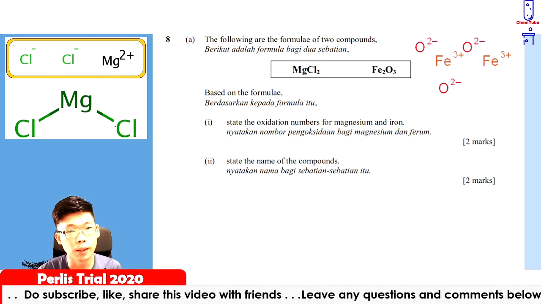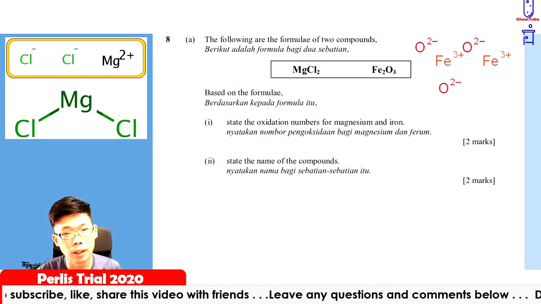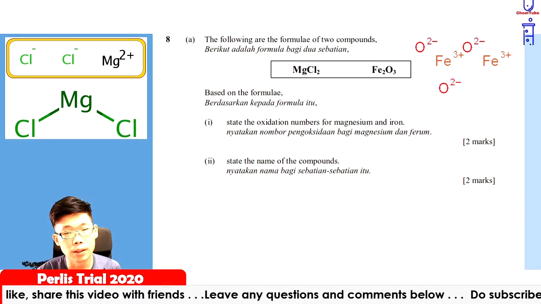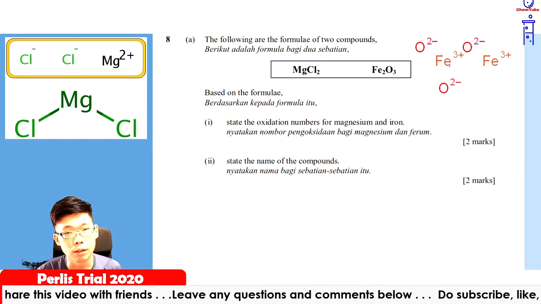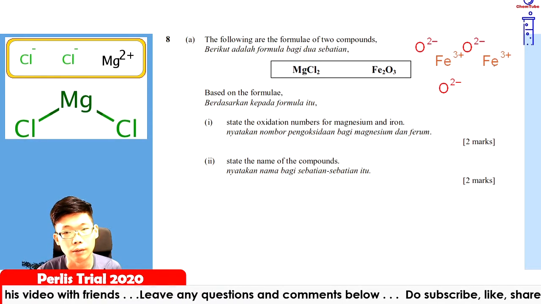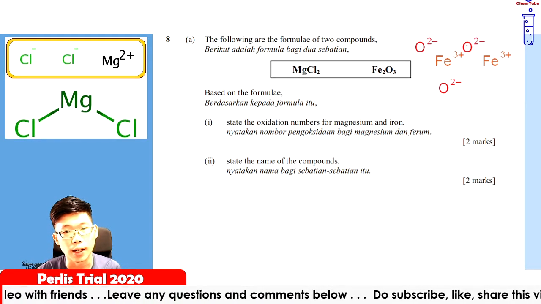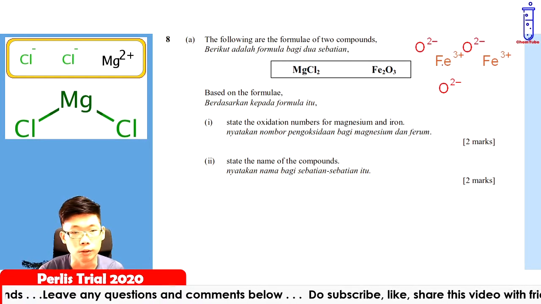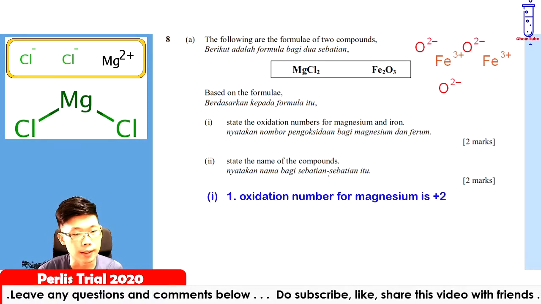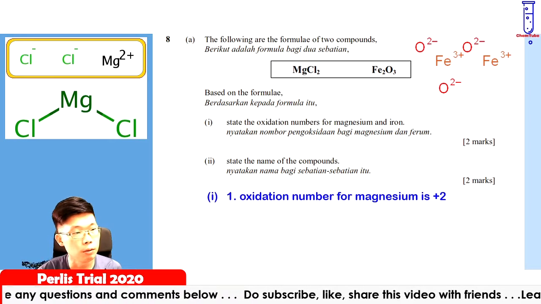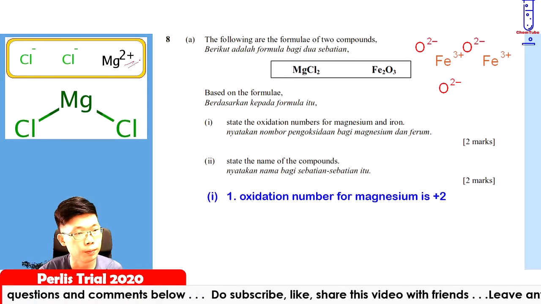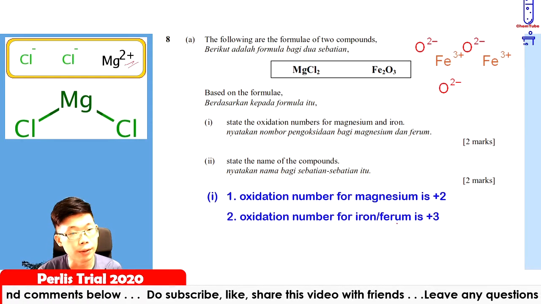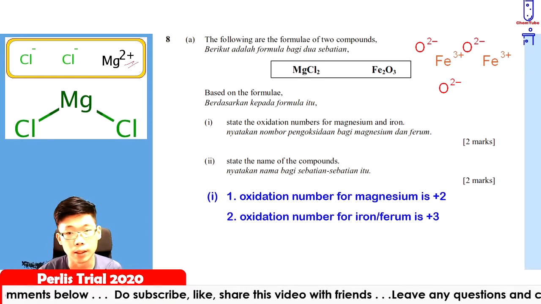Another one is iron(III) oxide. Iron(III) means it's iron 3 positive. There are 2 of it. Then there are 3 oxide ions. So the charges are balanced, neutral. Number one, the oxidation number for magnesium is +2. Then number two, the oxidation number for iron or ferrum here will be +3.